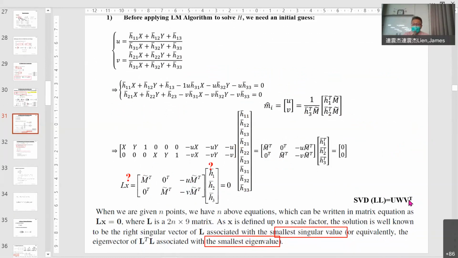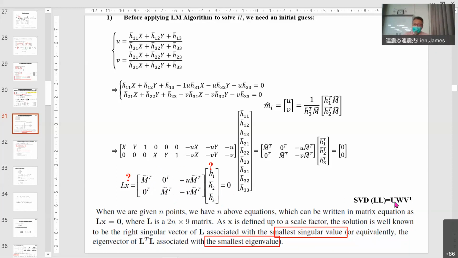UWVT. Because this term cannot be 0. This term cannot be zero. This times this equals 0. Right? This term is what we want to solve. So that means there exists 0 here. So this term becomes UW.